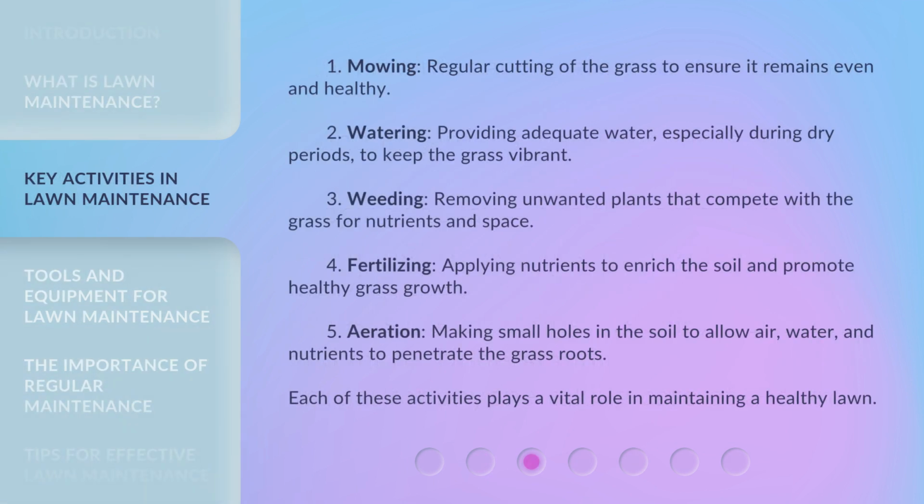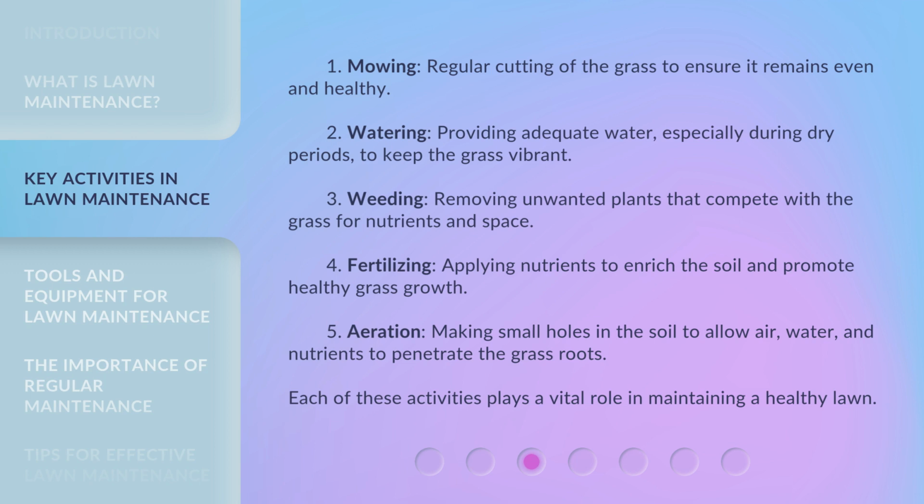1. Mowing, regular cutting of the grass to ensure it remains even and healthy. 2. Watering, providing adequate water, especially during dry periods, to keep the grass vibrant. 3. Weeding, removing unwanted plants that compete with the grass for nutrients and space.